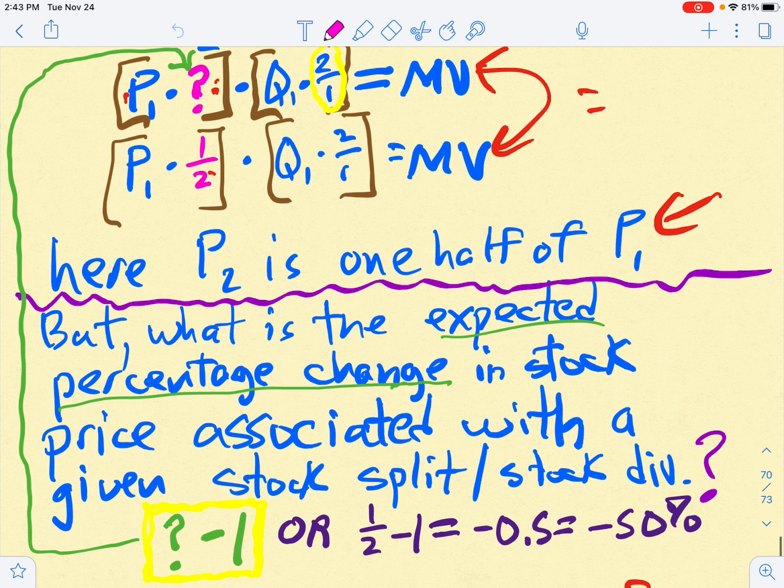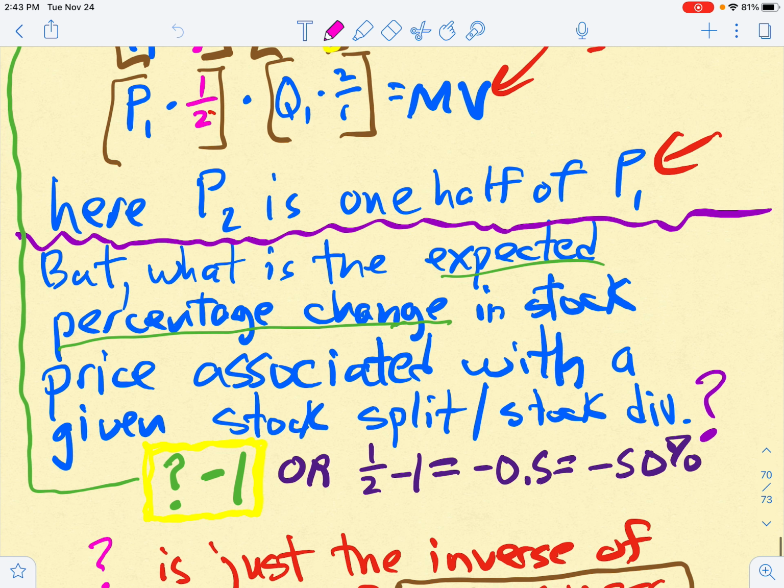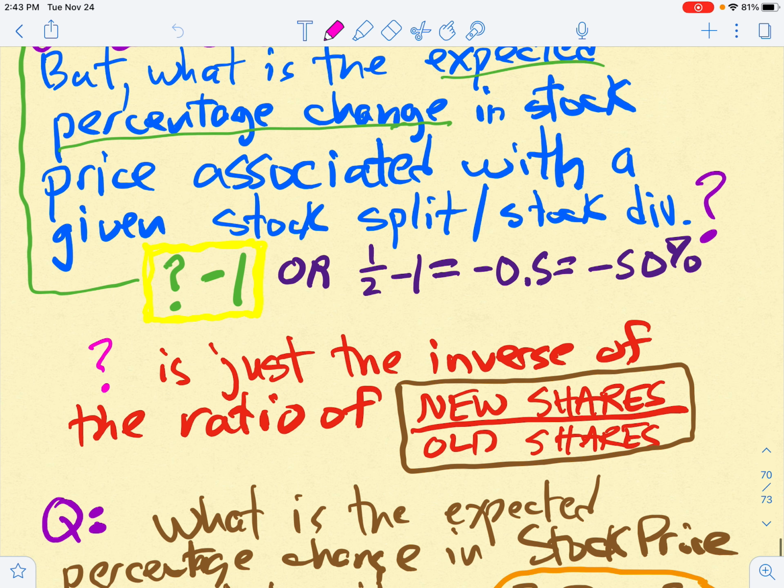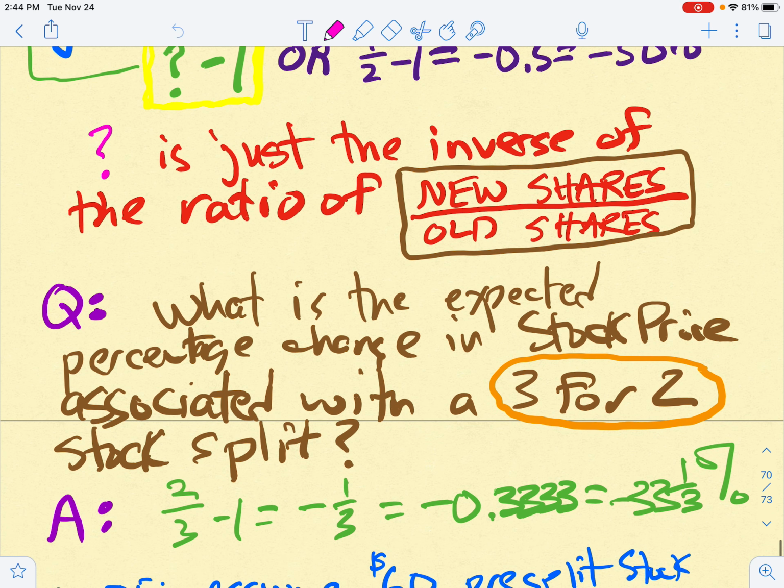So in the prior example, we saw that the question mark minus 1 gives us the expected percentage change in stock price, and the question mark is just the inverse of the ratio of new shares to old shares. In the last example it was 2 to 1, so the question mark becomes 1/2, and 1/2 minus 1 is minus 50%. So question, what is the expected percentage change in stock price associated with a 3-for-2 stock split?